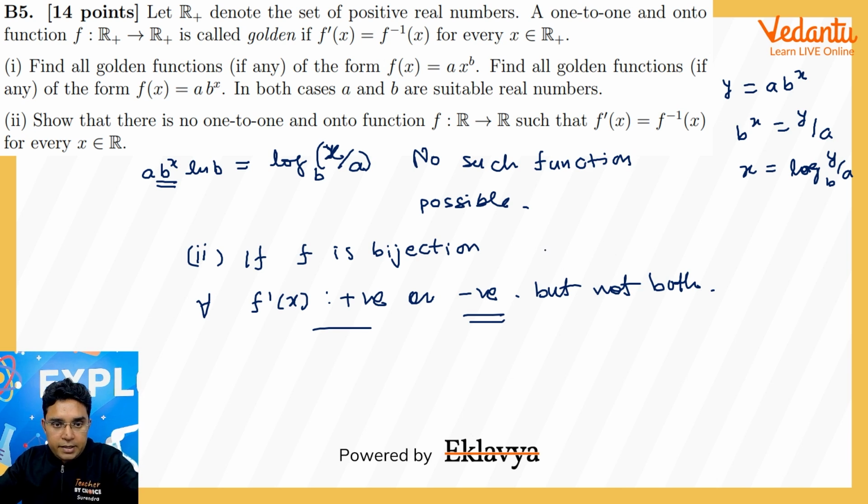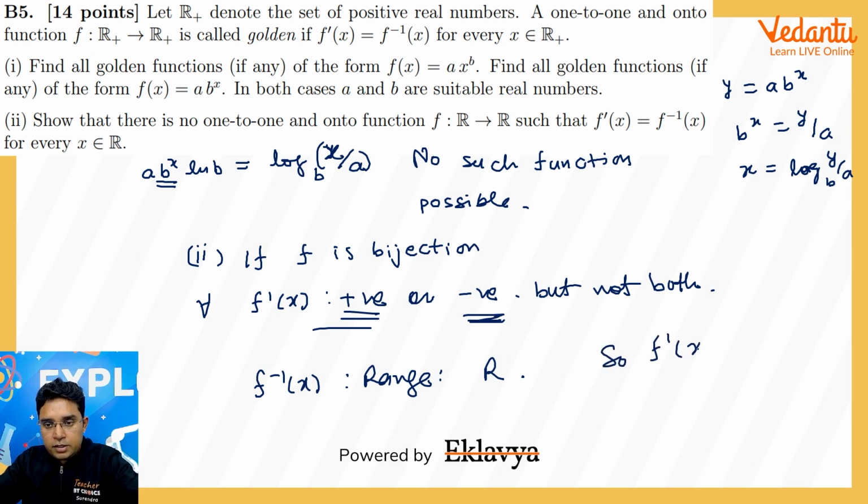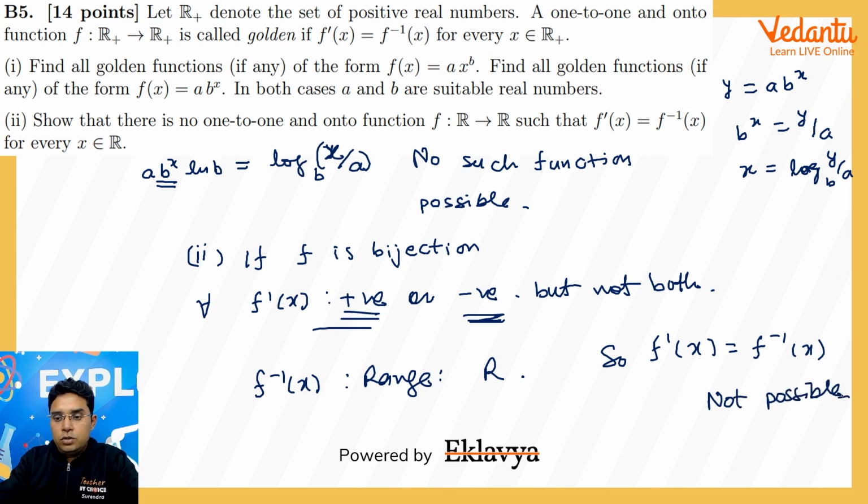But if bijective, then f inverse x will have a range of all real numbers. So either negative values will not be possible for this f dash x, or positive values will not be possible for this f dash x. So this is not possible. That is what we were supposed to prove. So f dash x equal to f inverse x is not possible. Okay, so this completes this question.